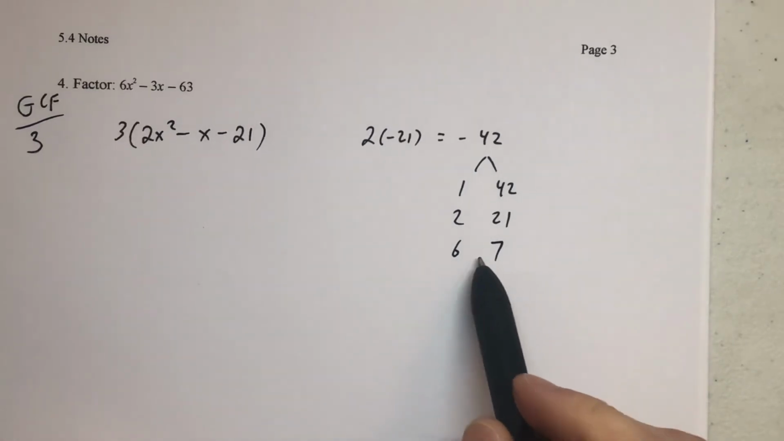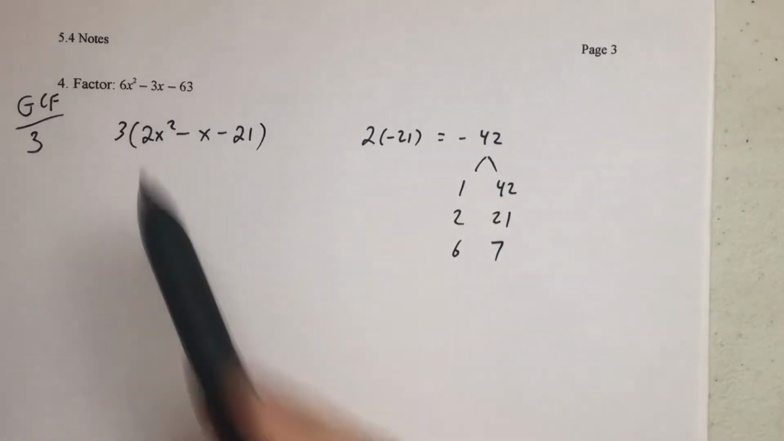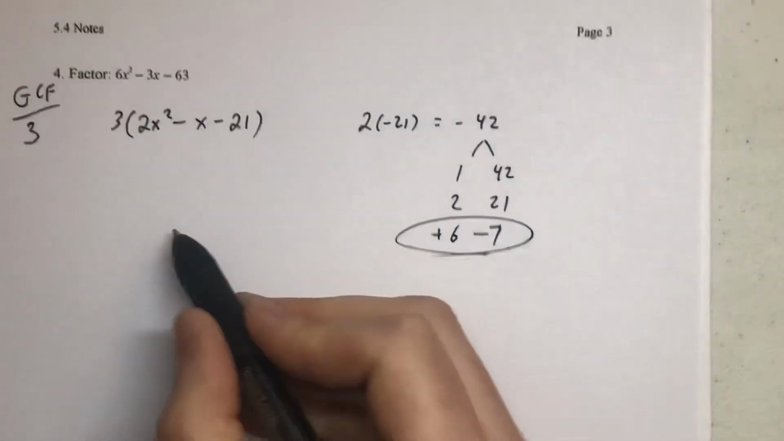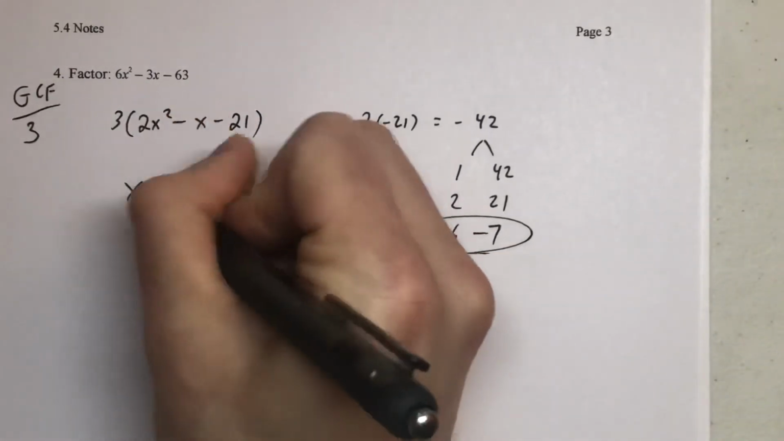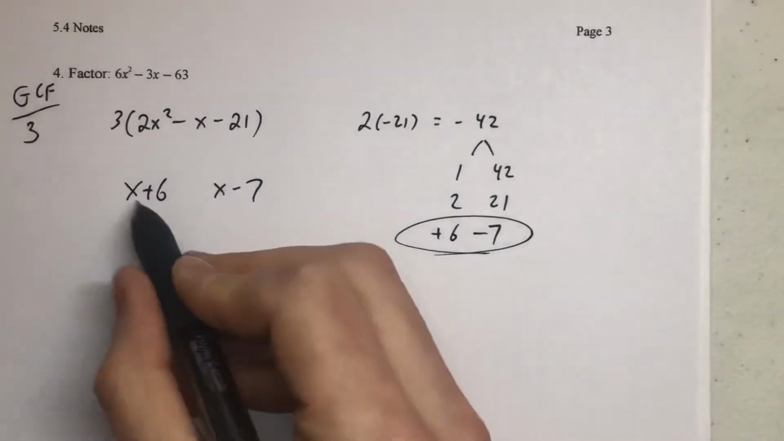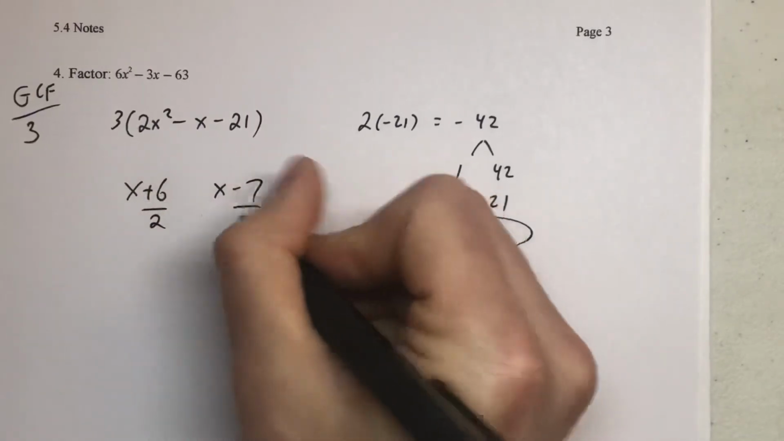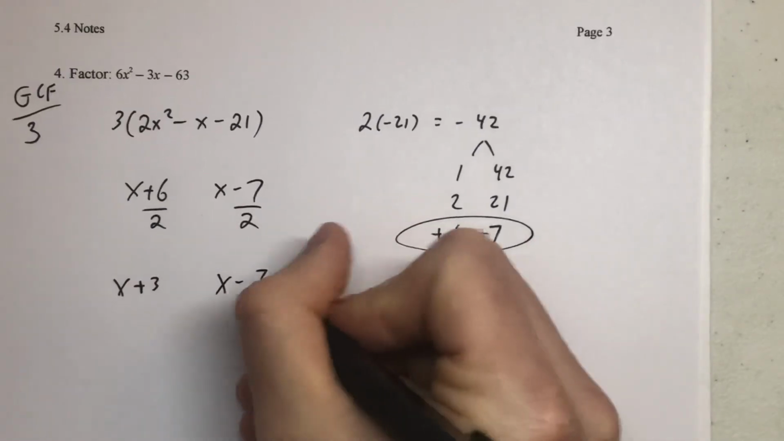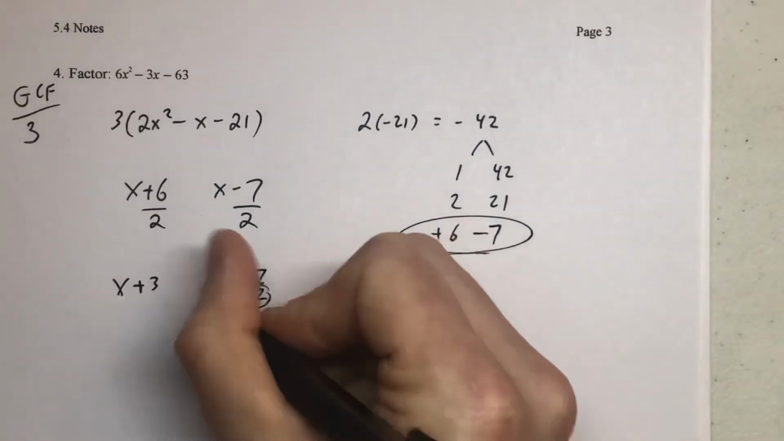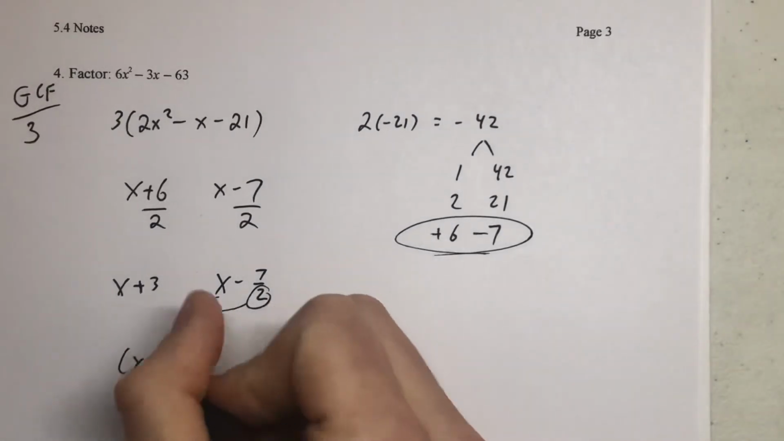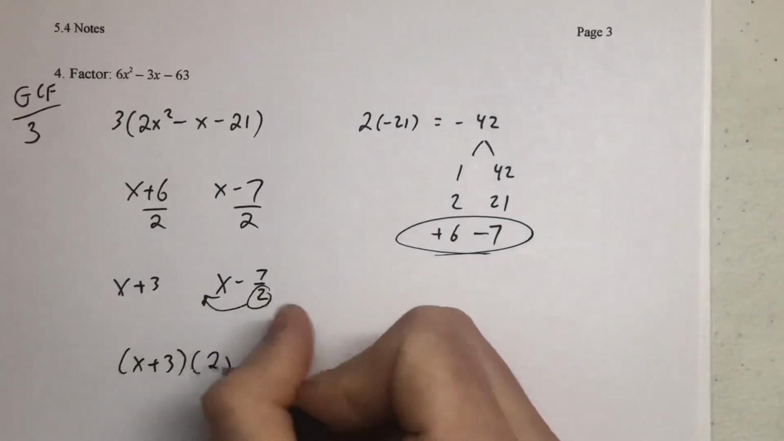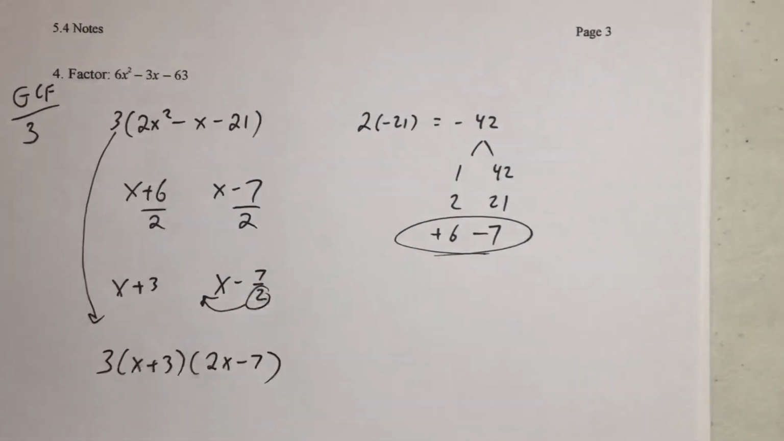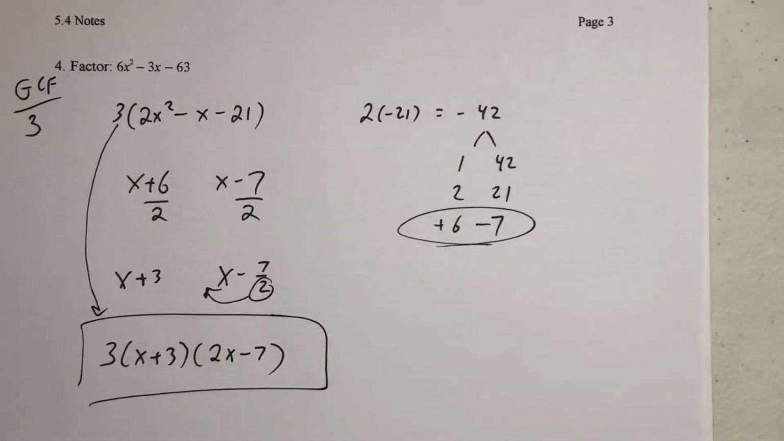And then looking for factors of negative 42 that add to negative 1, which would be a positive 6 and a negative 7. Coming back over here with those two numbers, x plus 6, x minus 7, but then putting them over that value of a, over the 2, reducing, which that reduces completely. This doesn't reduce at all. And so that's the only bottom we have to bring up. So we have this factor of x plus 3, that factor of 2x minus 7, and then we don't want to forget our GCF out front of a 3, giving us our final factored form there.